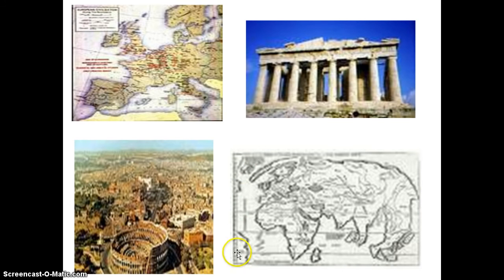And this last picture, the bottom right, this is a map of the world. You may have seen this in your science class. This is what it is believed that the world looked like before the continents broke apart. This might be known as Pangaea. So those are some pictures that should help you with the Renaissance.